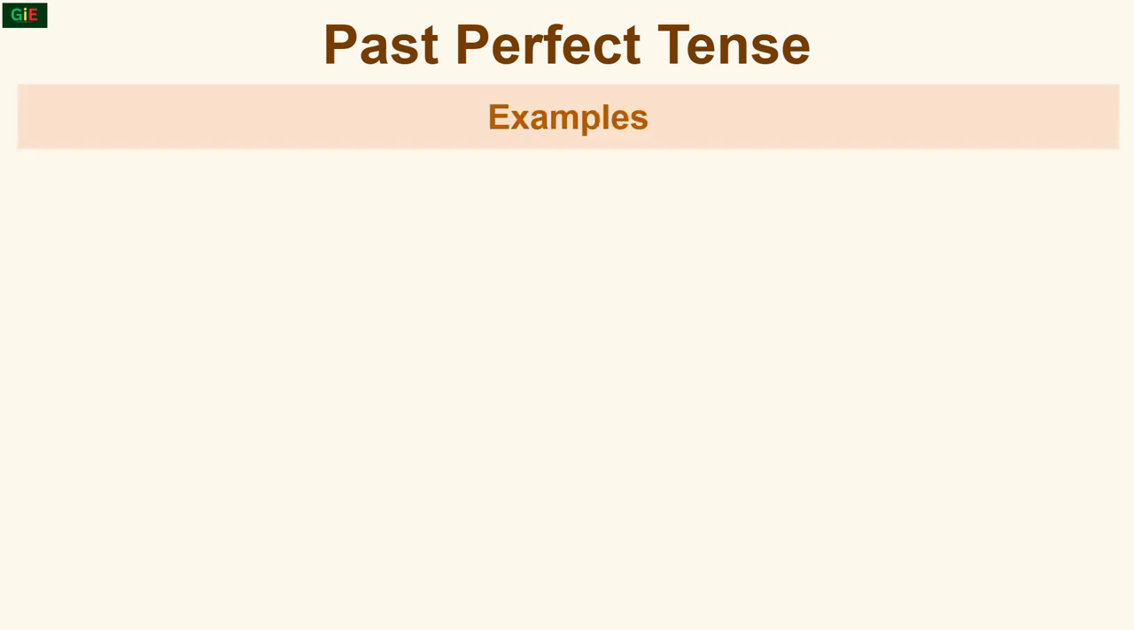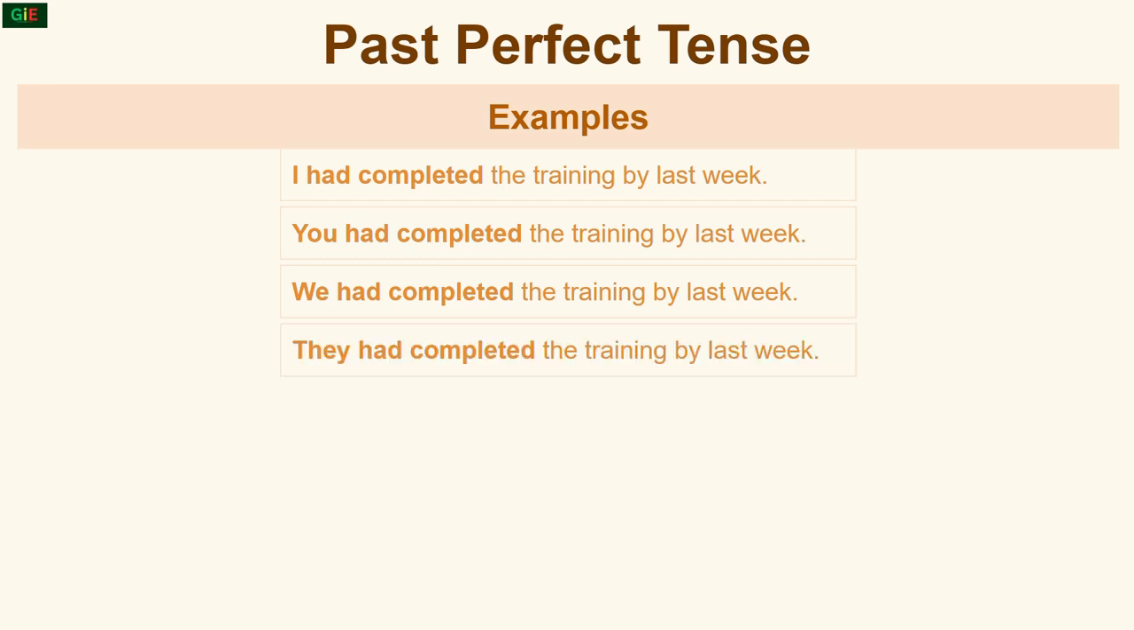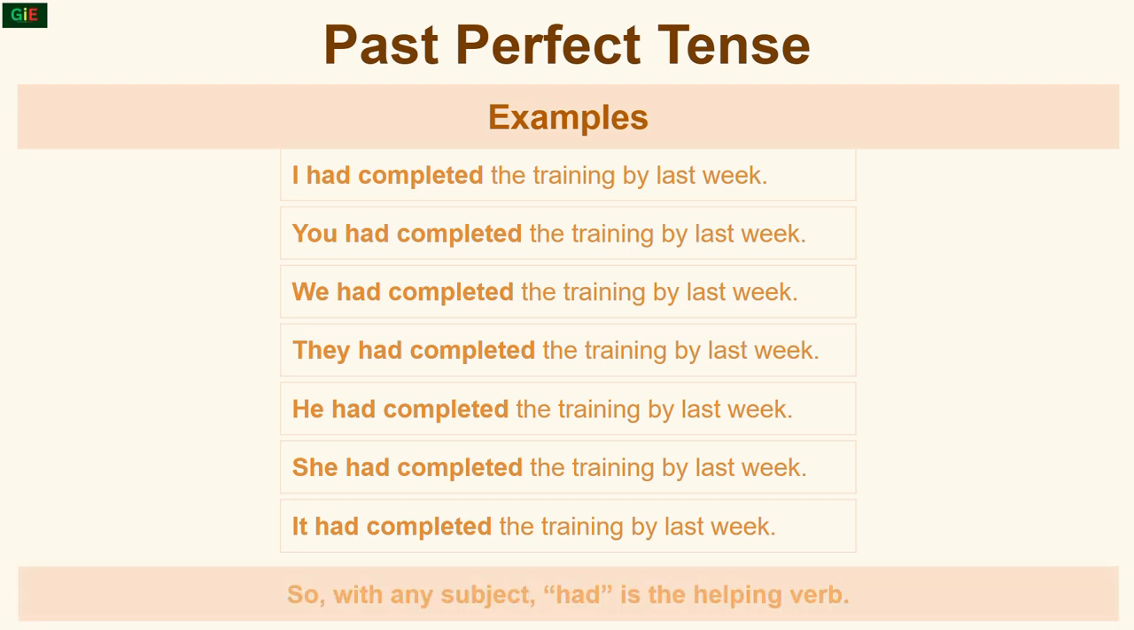Past perfect tense. Examples. I had completed the training by last week. You had completed the training by last week. We had completed the training by last week. They had completed the training by last week. He had completed the training by last week. She had completed the training by last week. It had completed the training by last week. So, with any subject, had is the helping verb.